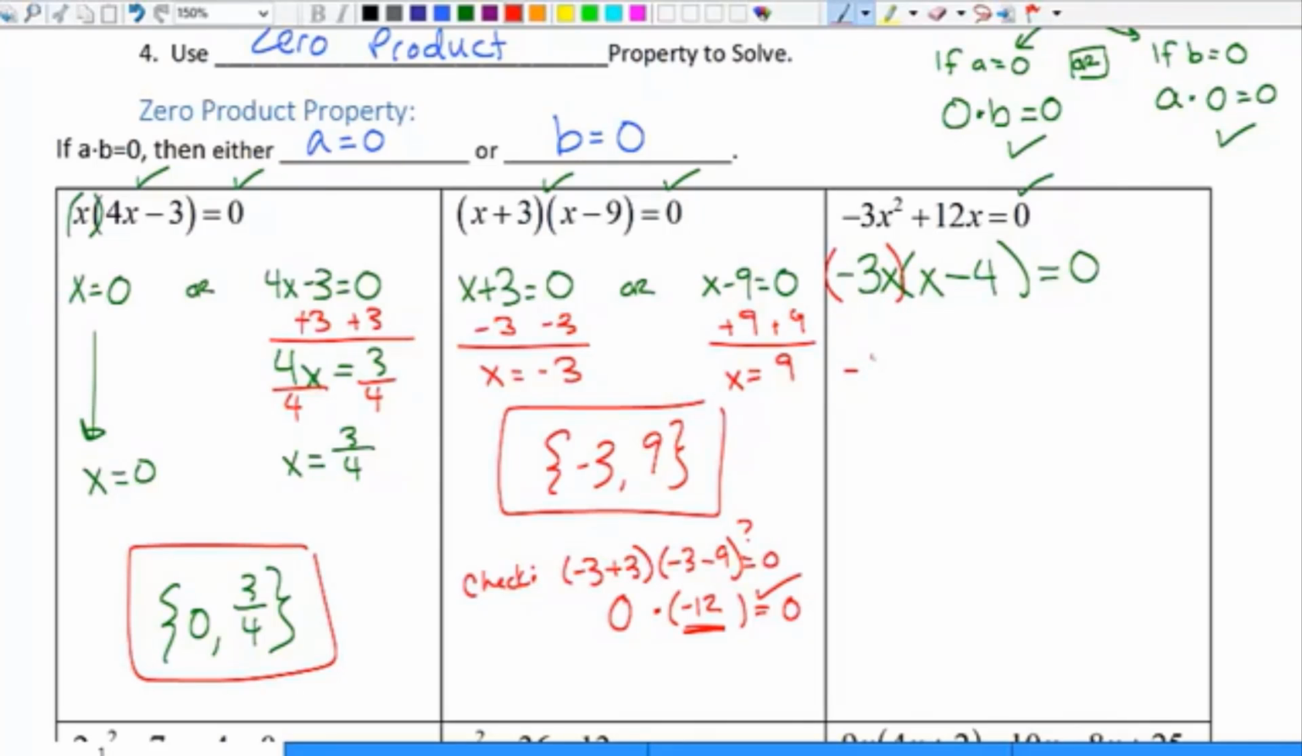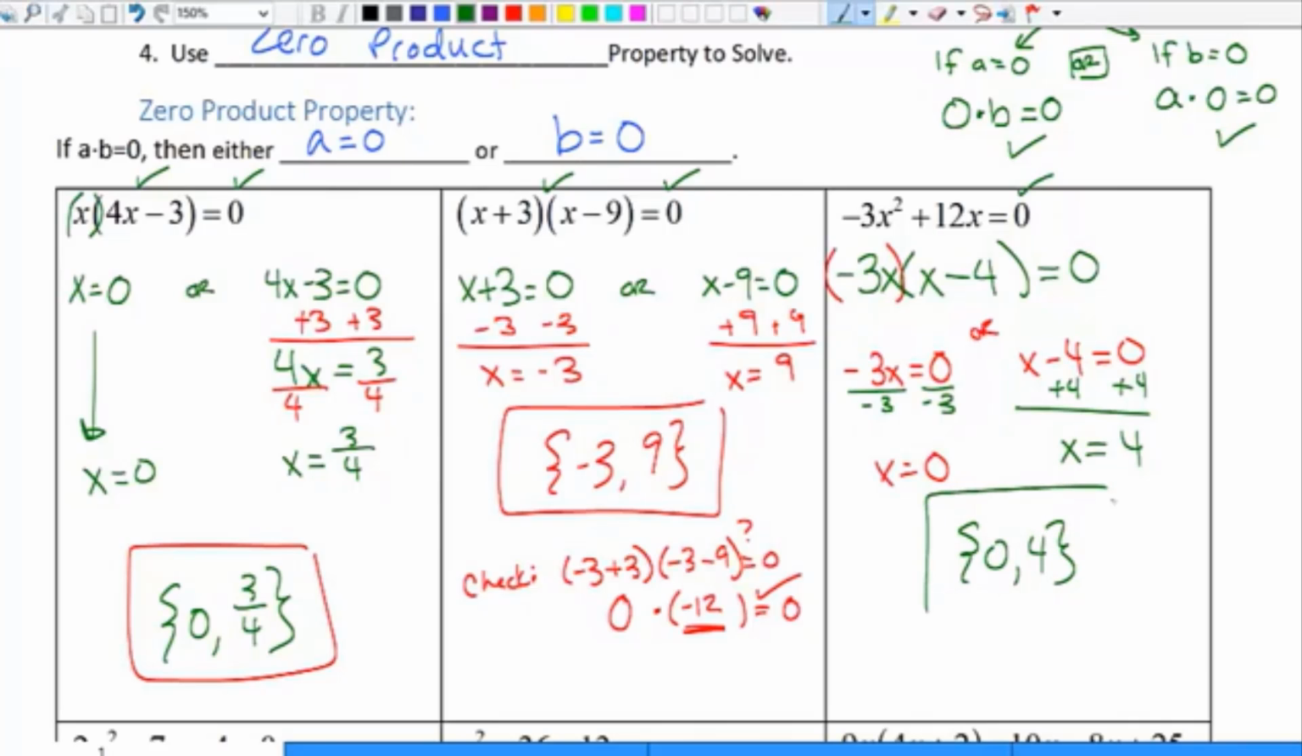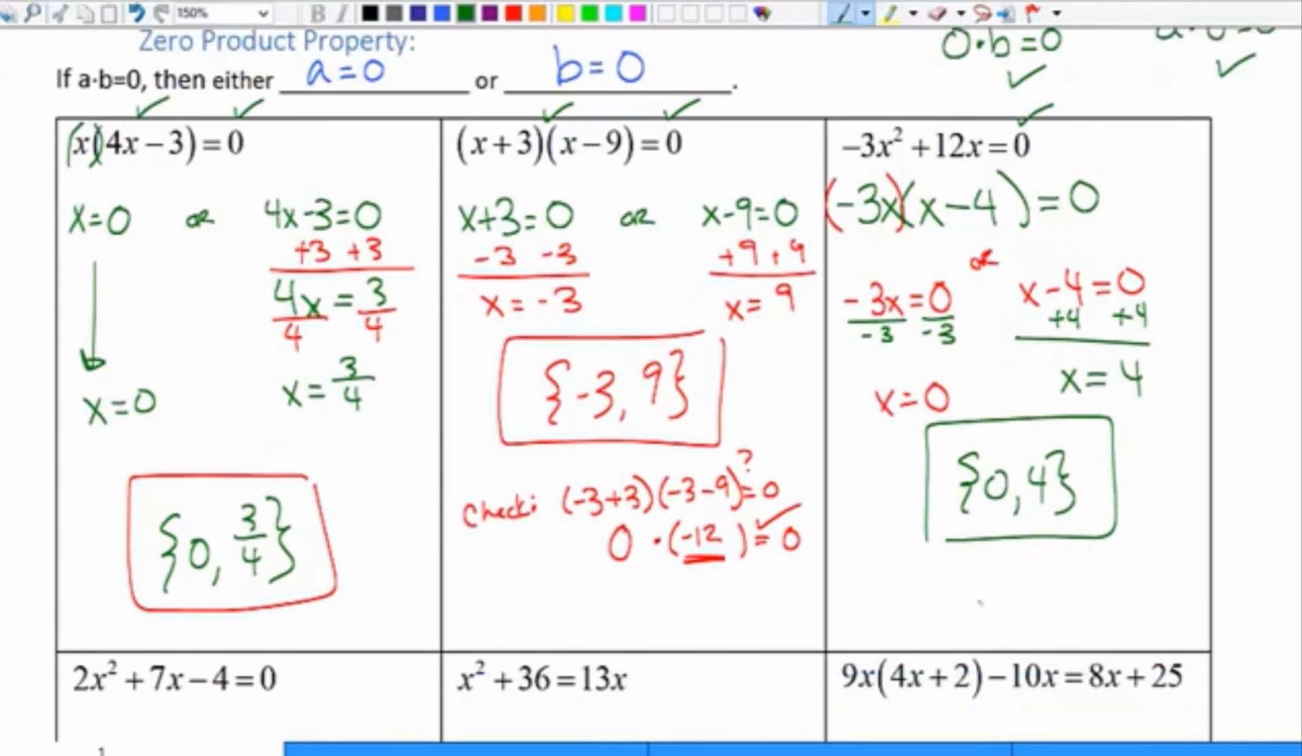So this -3x, because there's an x in the factor, I have to set it equal to 0. I'm also going to set x minus 4 equal to 0. And solve each of those linear equations. No x squared anymore, so these two equations are a whole lot easier to solve. So I'm getting 0 and 4. Now I could check that if I want, but I'm not going to check every problem. That's not required on this problem.